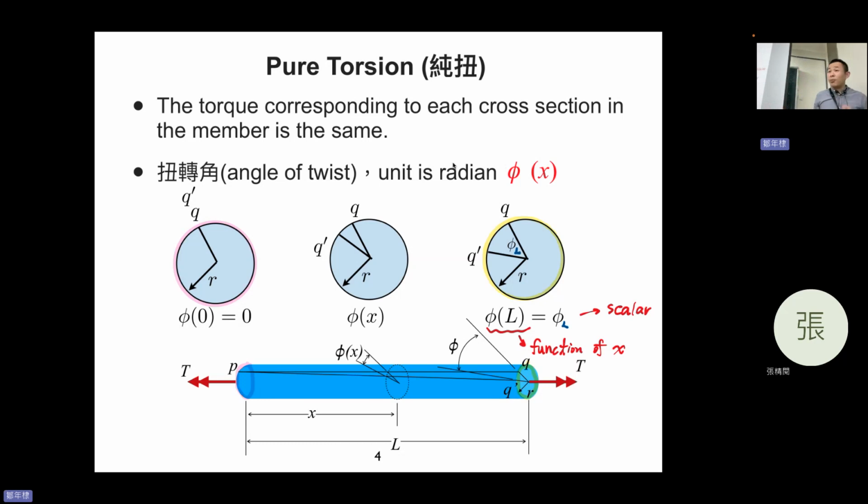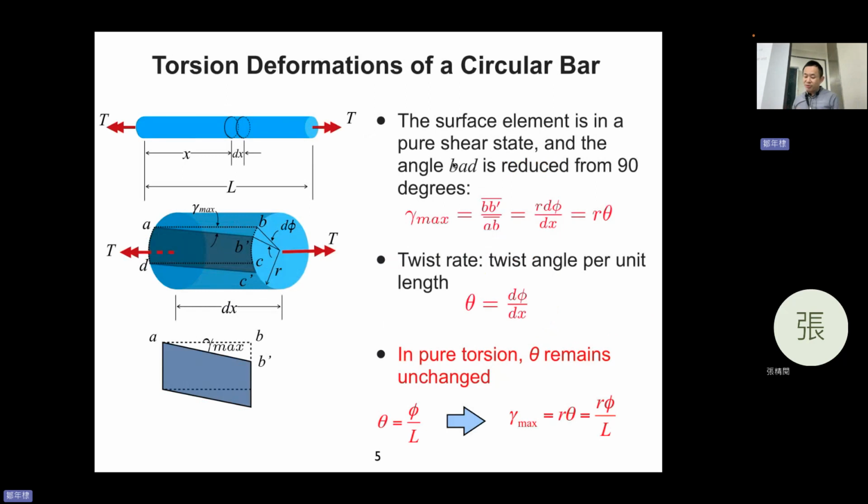Okay, then I'm going to enter the next page. Torsion deformation of the circular bar. Okay, again, the same stuff. But now we're going to focus on an element of the bar. We just cut it. Okay, cut here, cut here. Previously it's x and L, right? We just cut it, and it becomes dx. We are focusing on one element in between that length. We just cut it and we take a look.